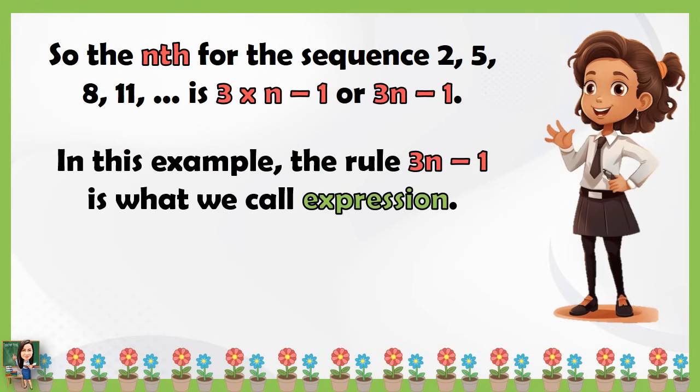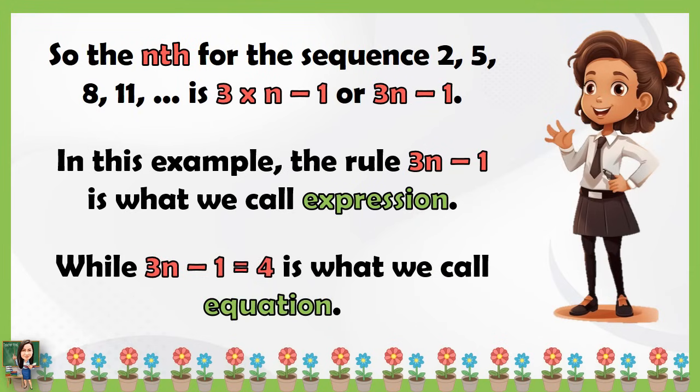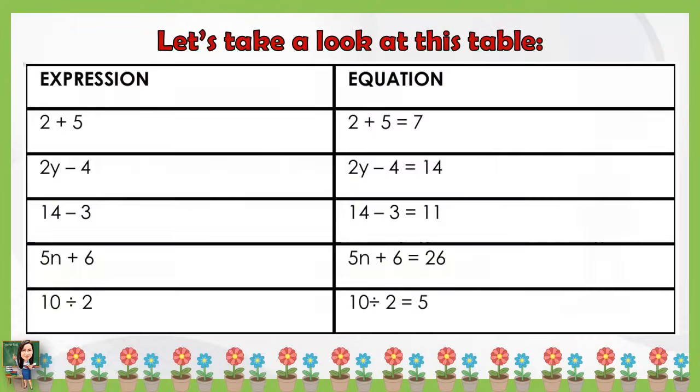In this example, the rule 3n minus 1 is what we call an expression, while 3n minus 1 equals 4 is what we call an equation. Let's take a look at this table, the expression and the equation. The first expression is 2 plus 5 and the equation is 2 plus 5 equals 7. Next expression is 2y plus 4 and then the equation is 2y minus 4 equals 14.